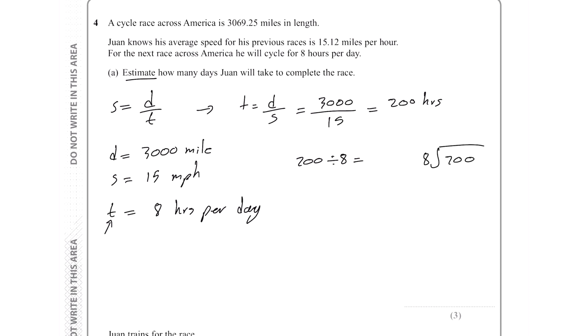But we know he's only cycling for 8 hours per day, so you can do some division here. So 8 times 2 is 16, it leaves me with 4, bring that 0 down, so that is 25 days. So it will take him 25 days to complete the race.